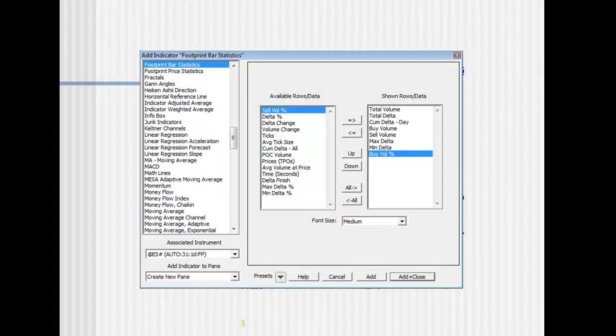Alright, the footprint bar statistics is really very simple, just like all other indicators. Pull it up as an indicator, and then you have a multitude of different things that you could select from this window. And once you select them, you click on this arrow, it brings them here, and those are the ones that will ultimately show up on your chart. So it's a very easy, very simple tool to use.